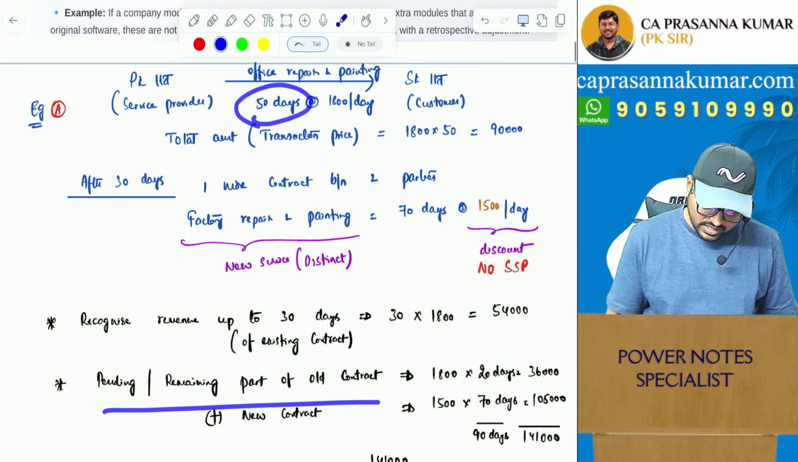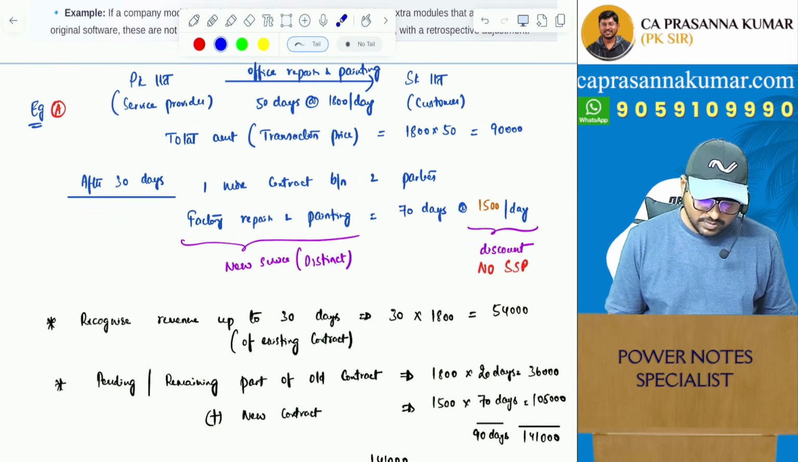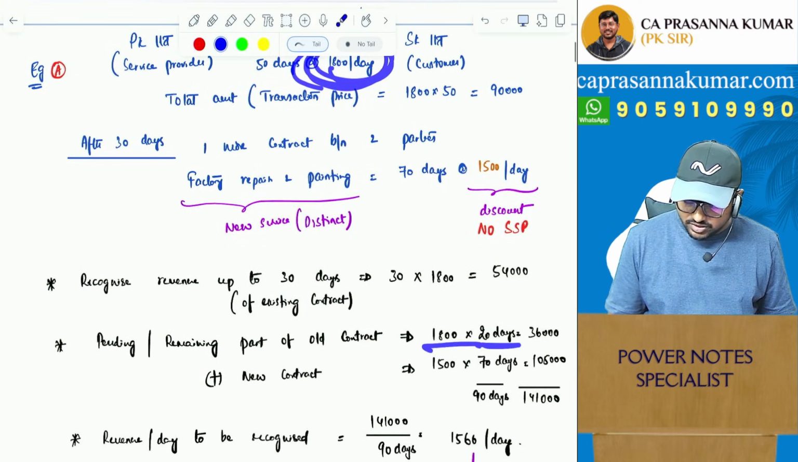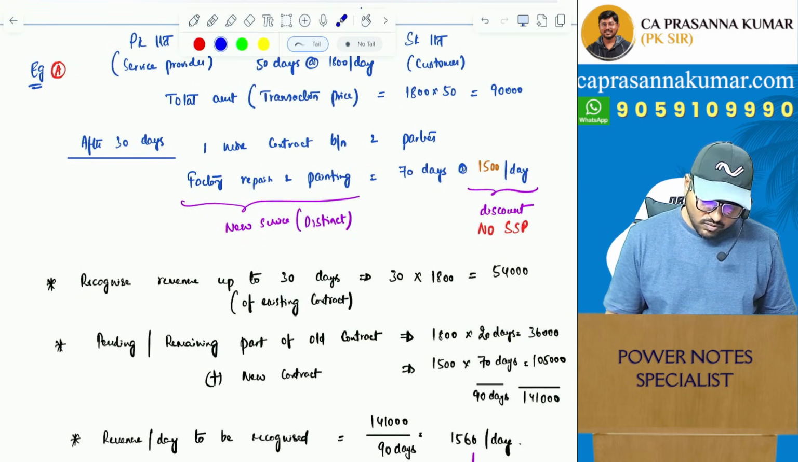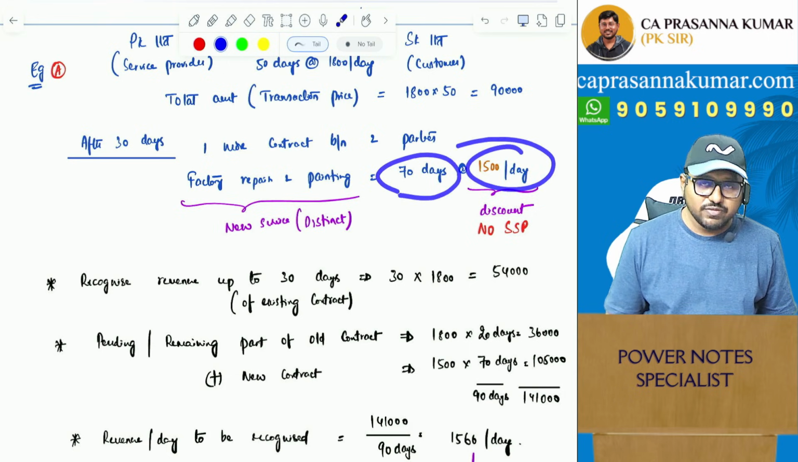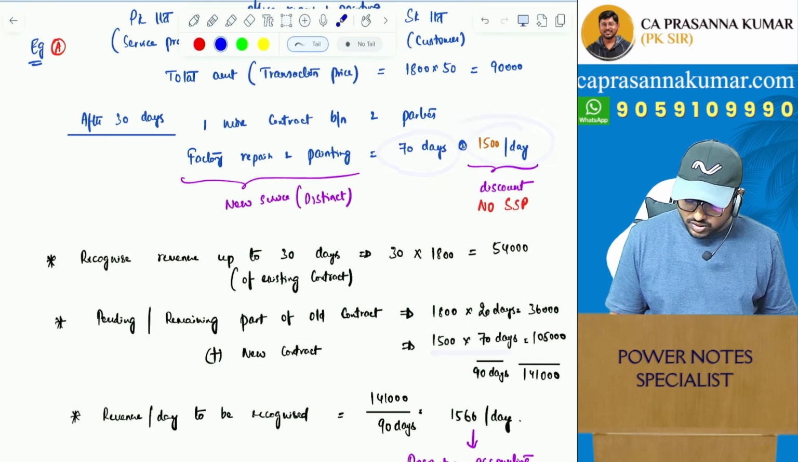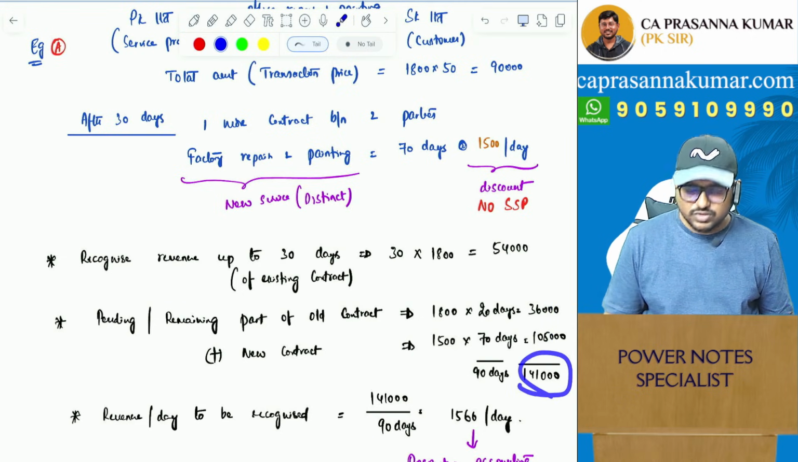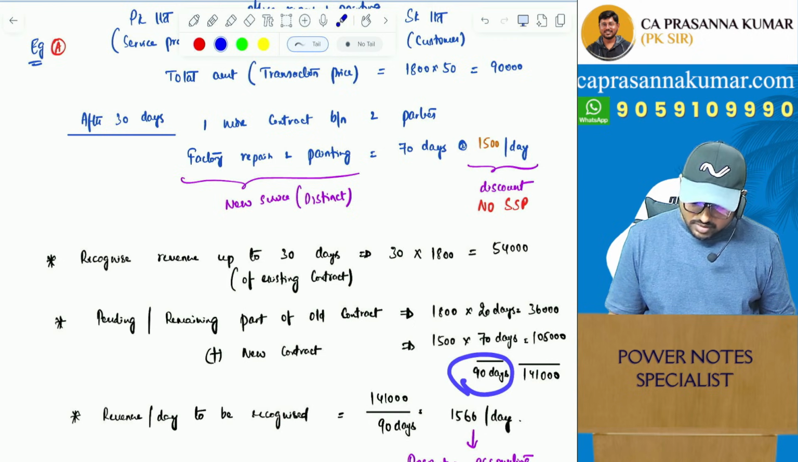All right. What is pending with respect to the old contract? Sir, in 50 days, 30 days is done, sir. 20 days is pending, sir. For that 20 days, how much is the commitment? 1800, sir. So 20 days into 1800, 36,000. Fine, sir. What about the new contract? Sir, 17 days into 1500 per day. Add that. Sir, total revenue is 1,41,000, sir. If you add these two, which means whatever is pending in the old contract plus the new contract, total revenue is 1,41,000. And total number of days is 90.